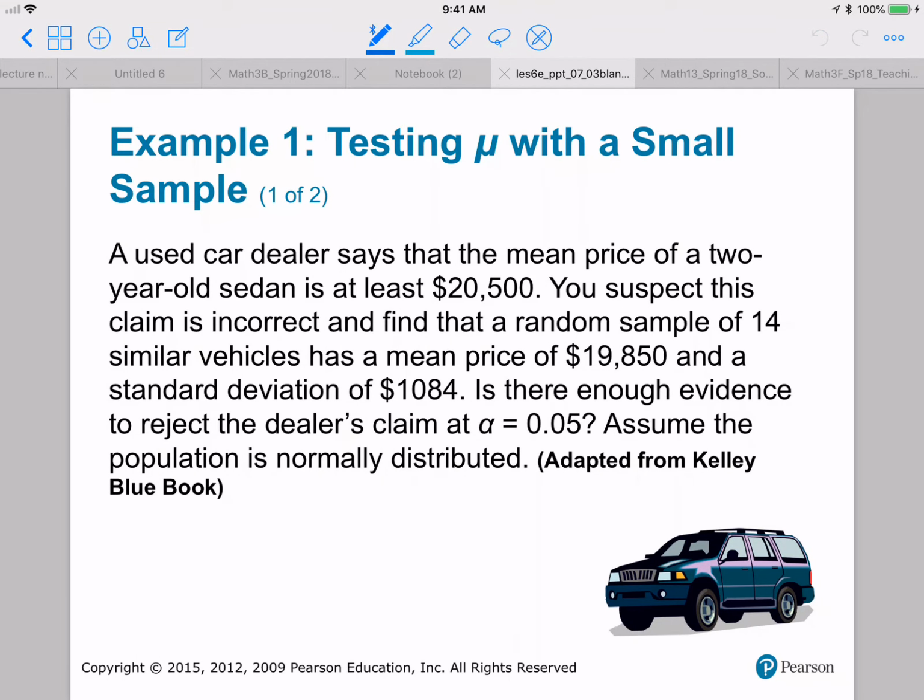A used car dealer says that the mean price of a 2-year-old sedan is at least $20,500. You suspect this claim is incorrect and find that a random sample of 14 similar vehicles has a mean price of $19,850 and a standard deviation of $1,084. Is there enough evidence to reject the dealer's claim at alpha equals 0.05? Assume the population is normally distributed.